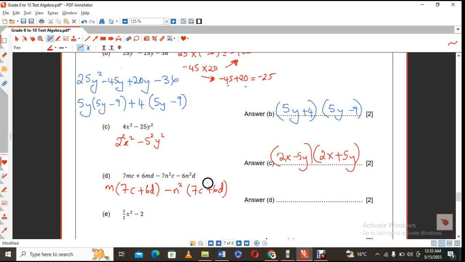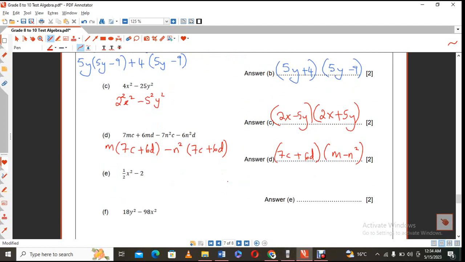Again, if you multiply out, you're going to get what is on top there. 7c plus 6d is written once because it's a common factor to all those two terms, and everything outside, the m minus n squared, is written on its own.